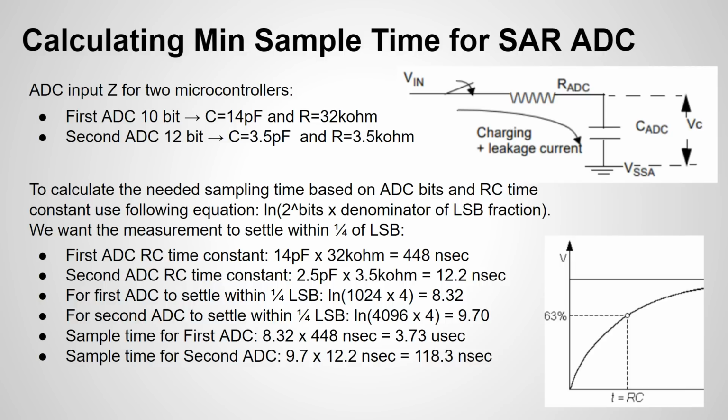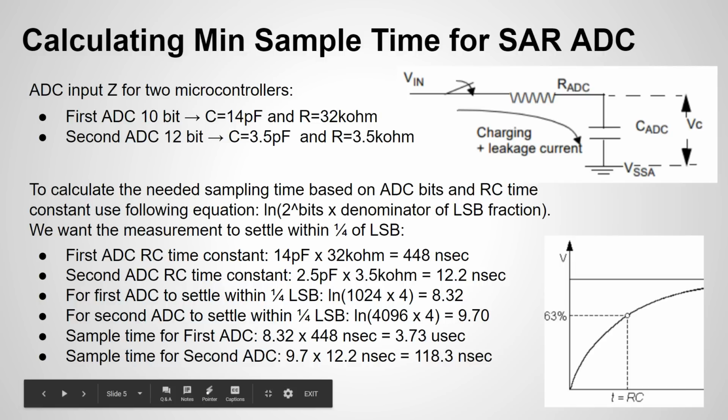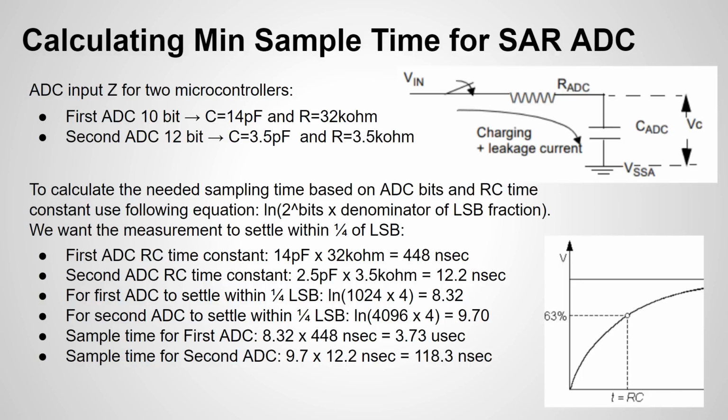Now, for the first ADC, to settle within 1/4 of the least significant bit, we do natural log of 1024, and that's 2 to the 10, because it's a 10-bit ADC, times 4, right? Because we're doing to the 1/4 least significant bit. We get 8.23. Now for the second ADC, we have a higher value here, because we're going to 2 to the 12, because it's a 12-bit ADC. We have 4096 times 4. This number is the same, and not surprisingly, we get a higher number, 9.7.